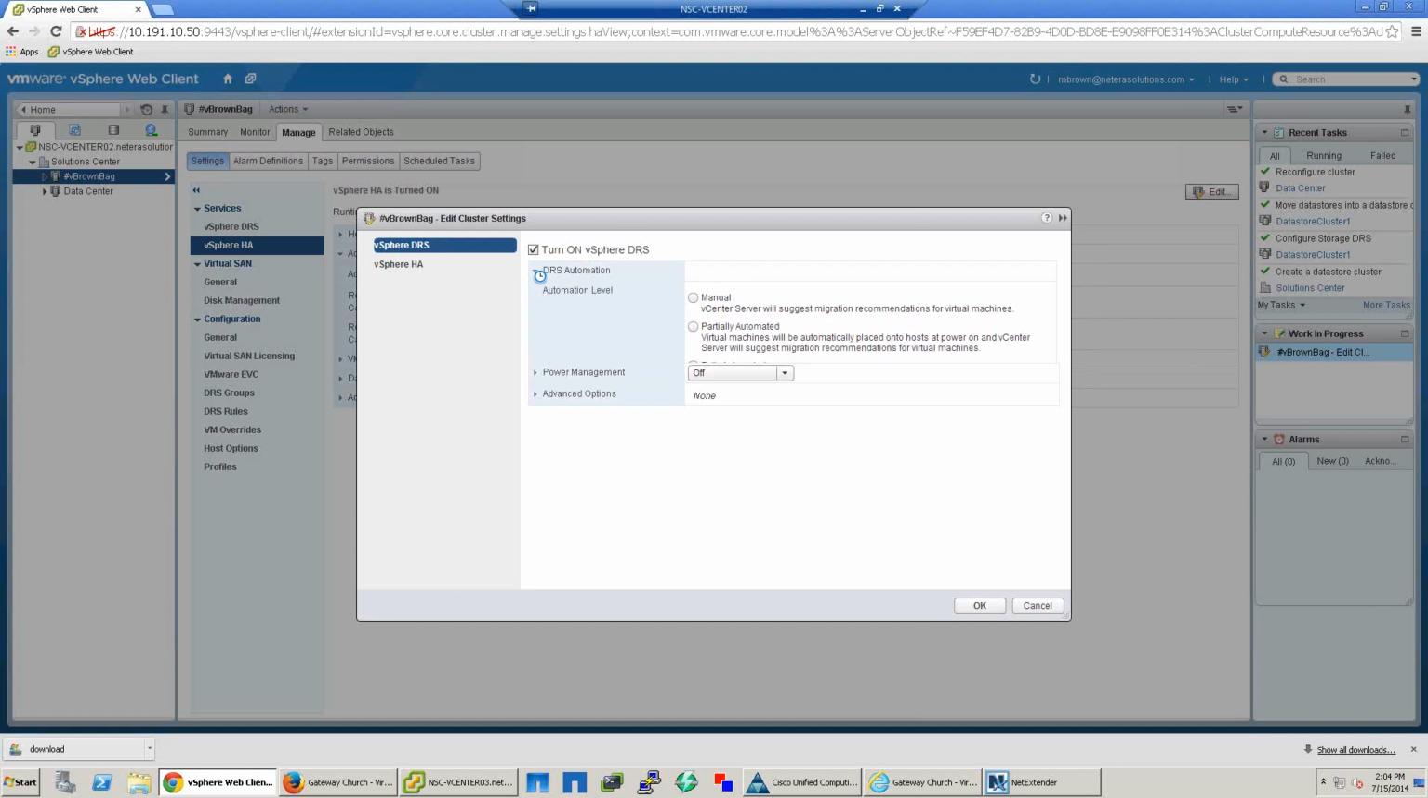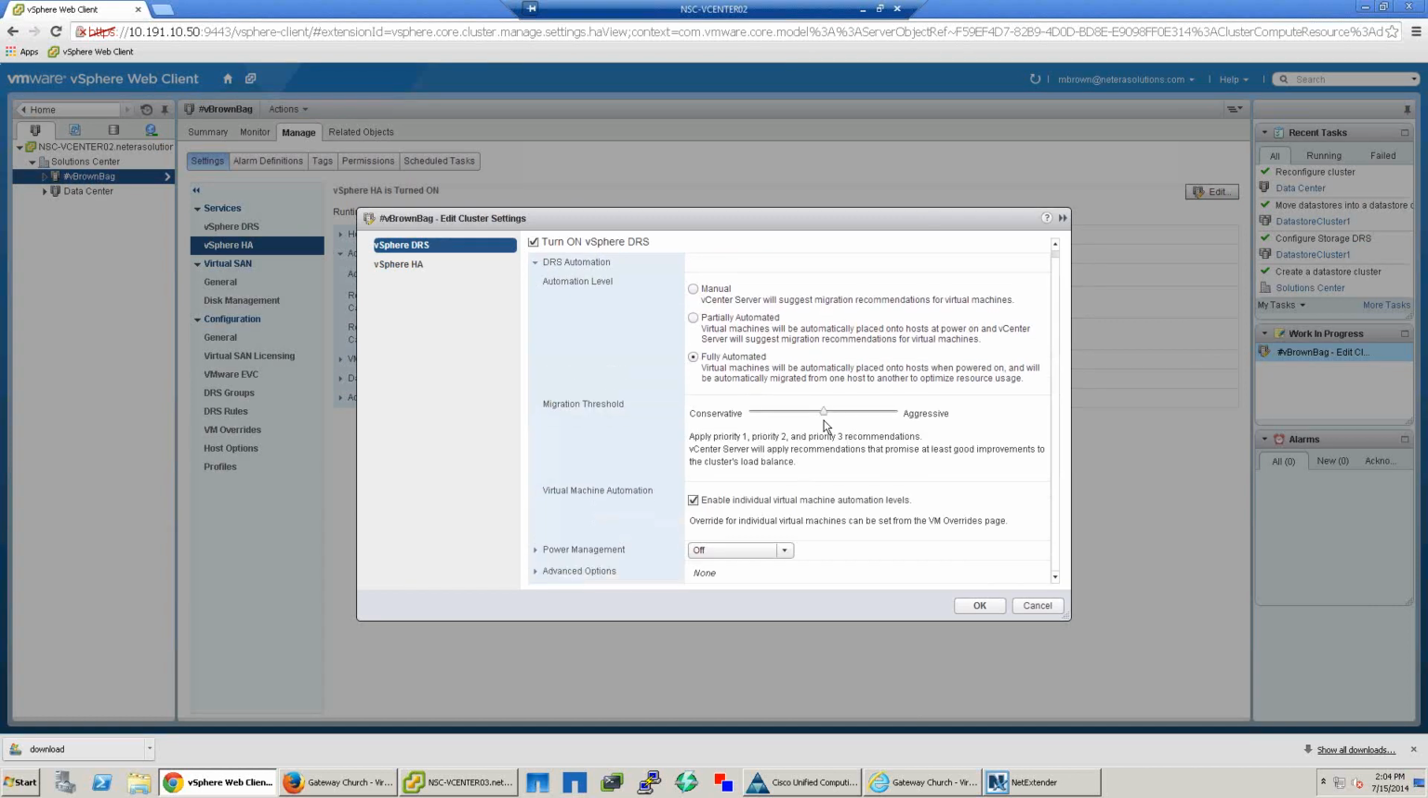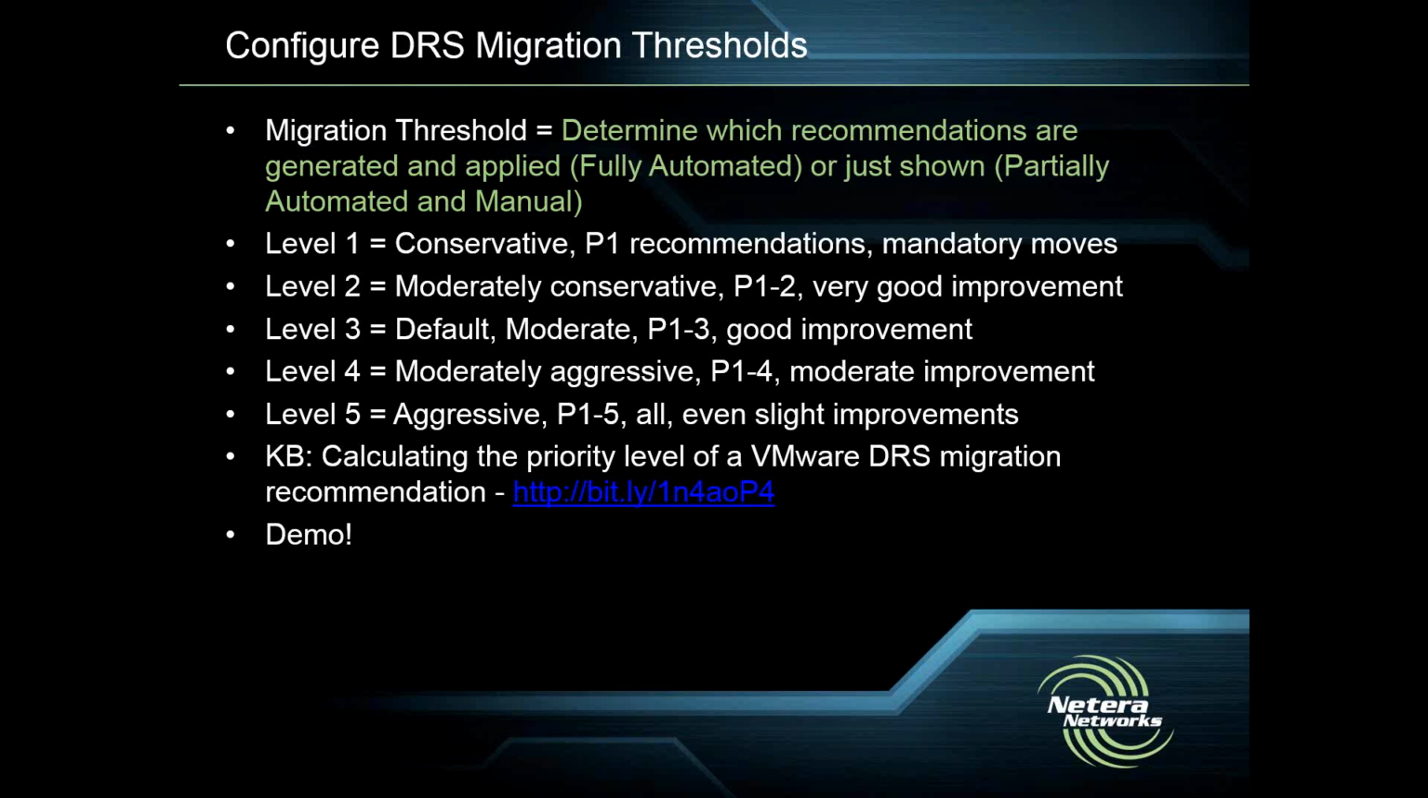So we had, by default, it's set at level 3, right? It's set right in the middle, where level 3 conditions are moderately aggressive, right? The idea is DRS will do its background calculations for load balancing, and it will apply everything that will enable or will offer a good improvement to the load balance of the cluster, right?